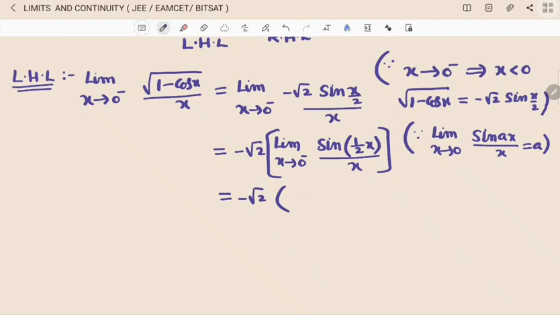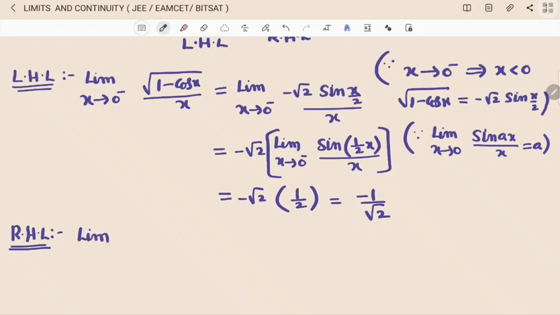By using this formula, this value is 1 by 2. Minus root 2 into 1 by 2. So 2 can be written as root 2 into root 2. It will become minus 1 by root 2. This is about LHL. Similar procedure you have to follow for the RHL.